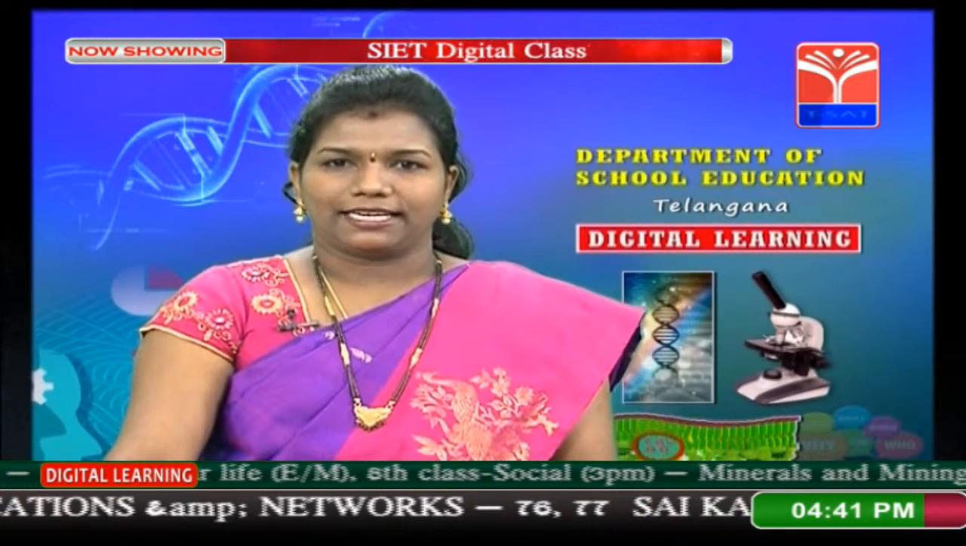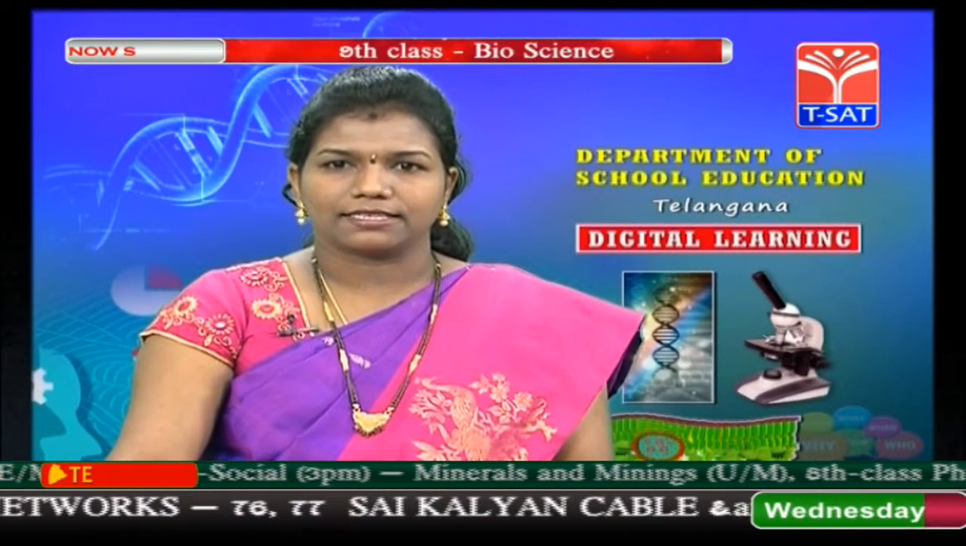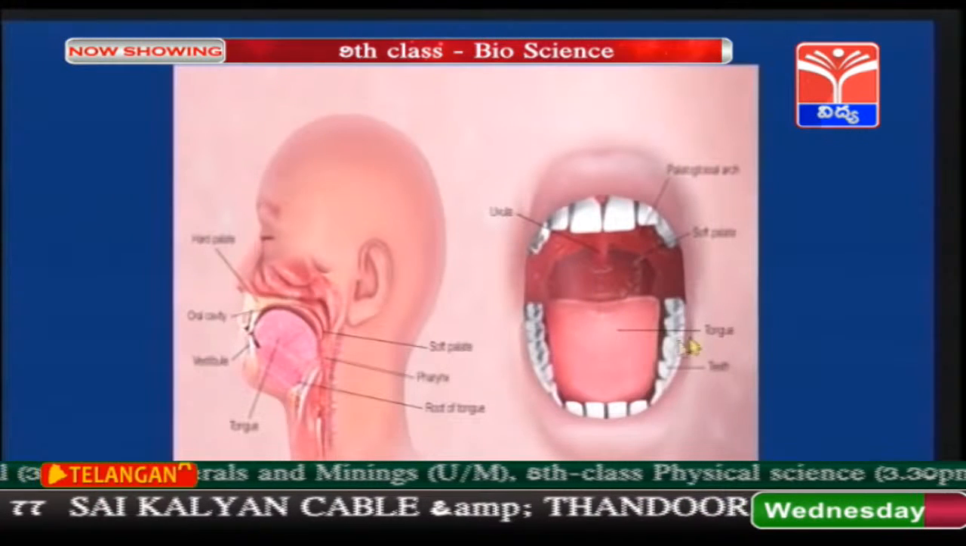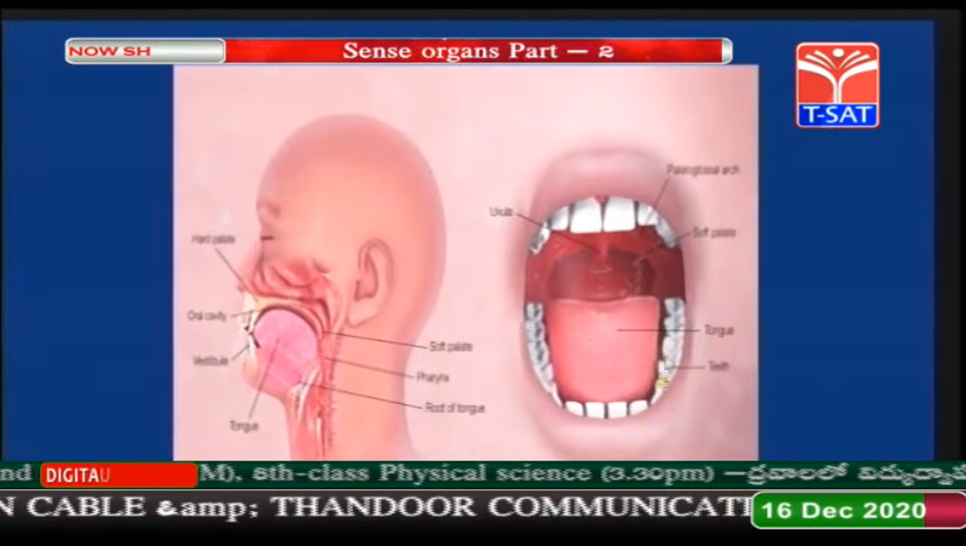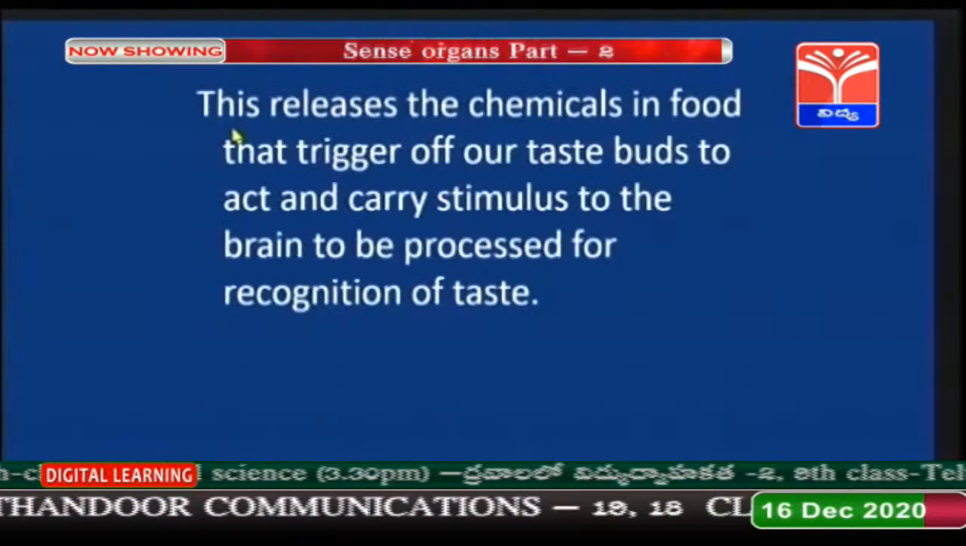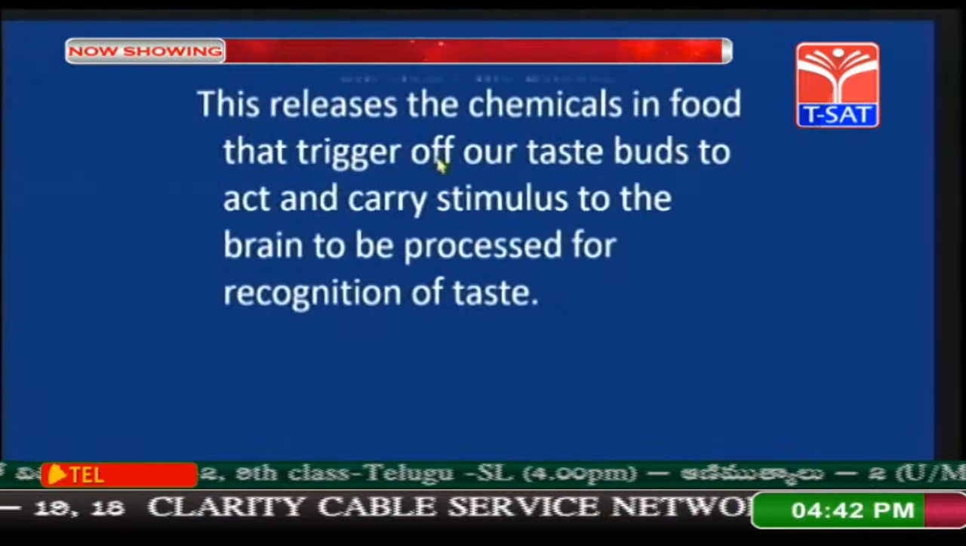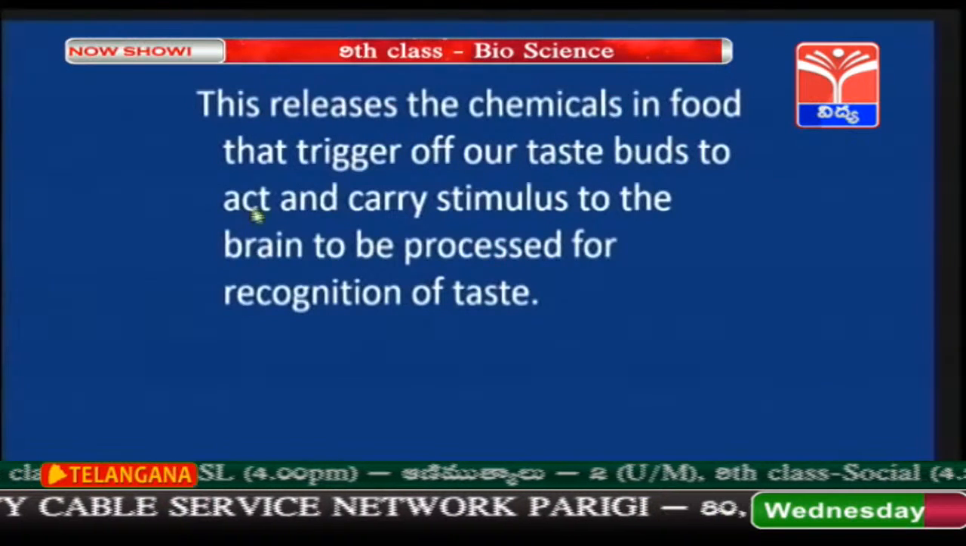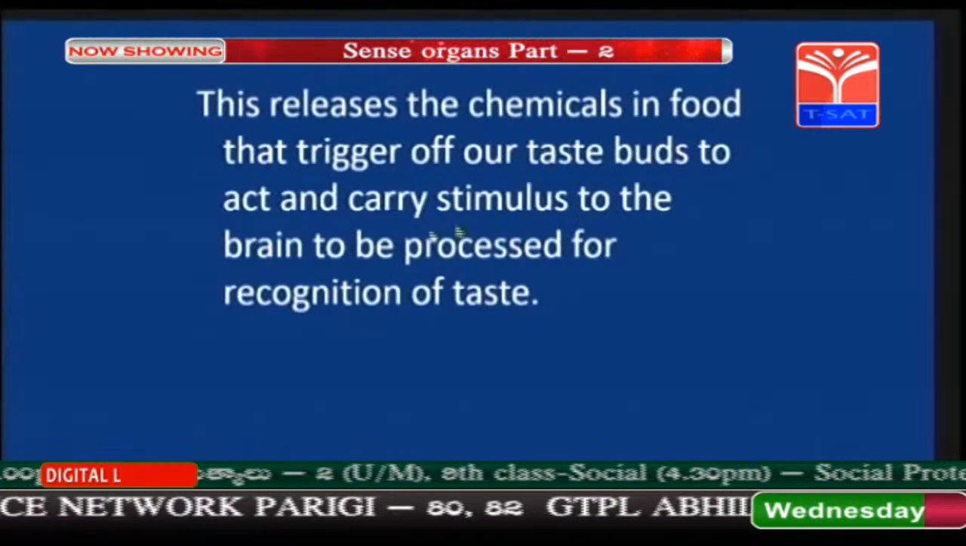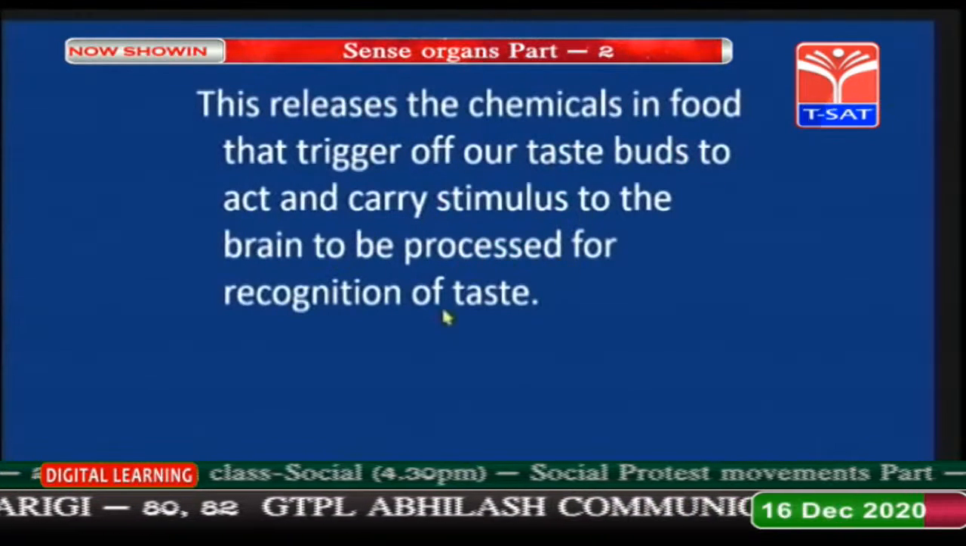Now children, you can clearly see here, this is the soft palate, this is the uvula, this is the tongue, these are the teeth. So this releases the chemicals in food that trigger off our taste buds to act and carry stimulus to the brain to be processed for recognition of taste.